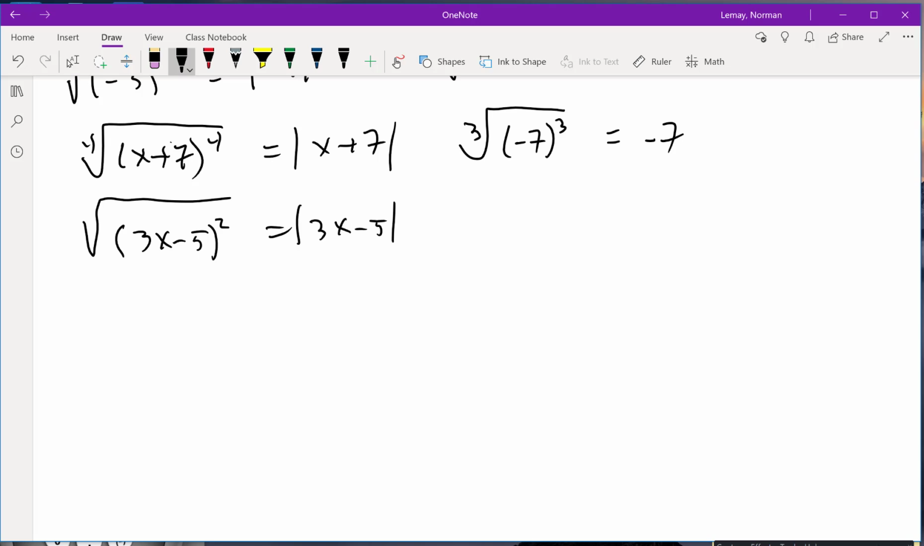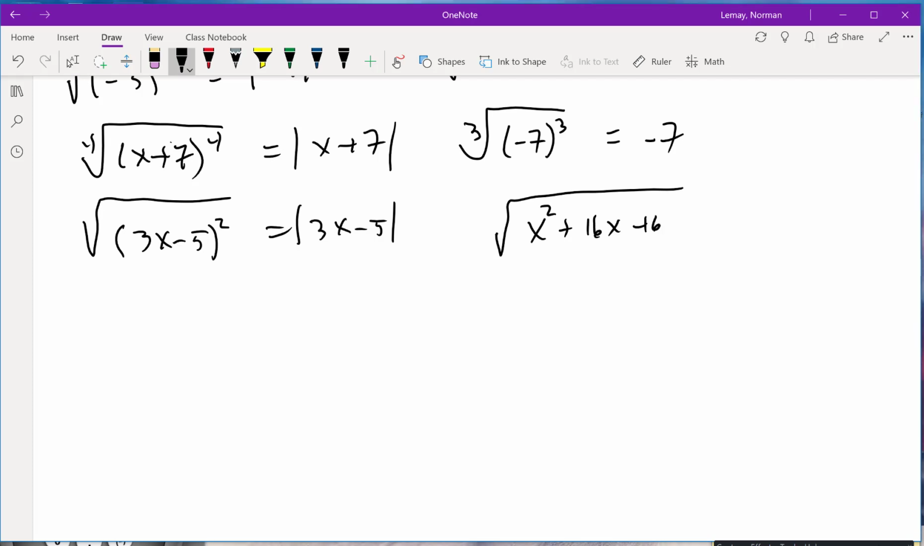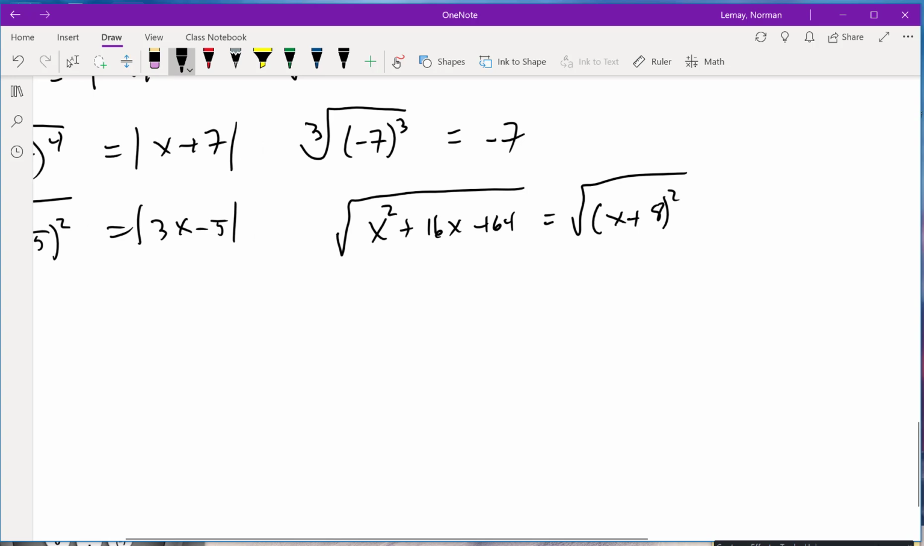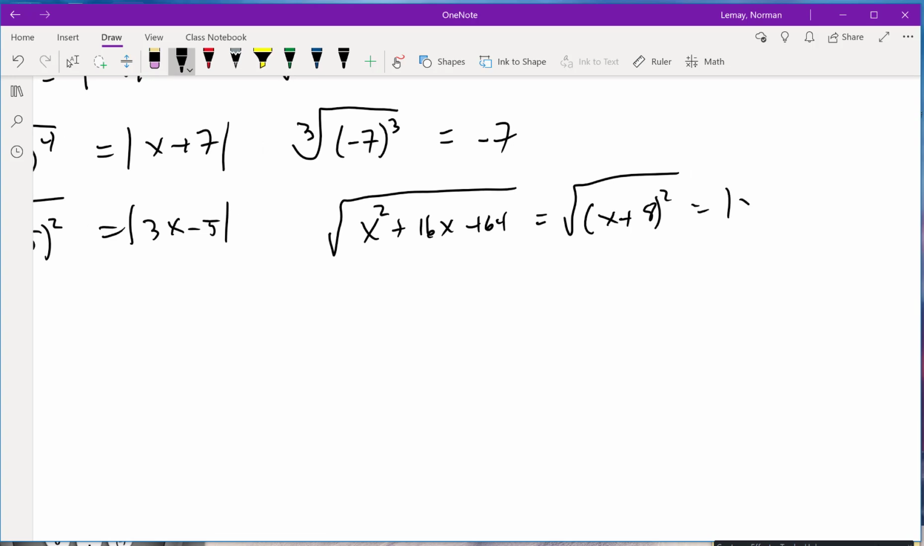Let's take a look at one more. The square root of x squared plus 16x plus 64, which I can rewrite as (x plus 8) squared, is equal to the absolute value of x plus 8.